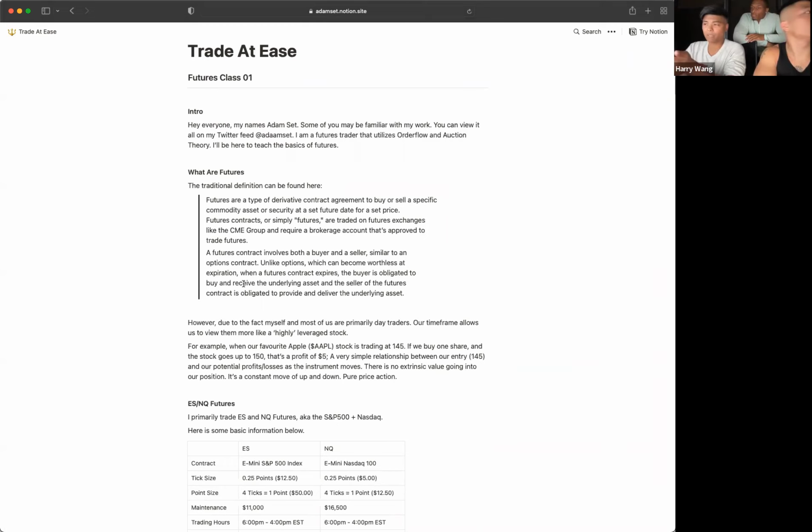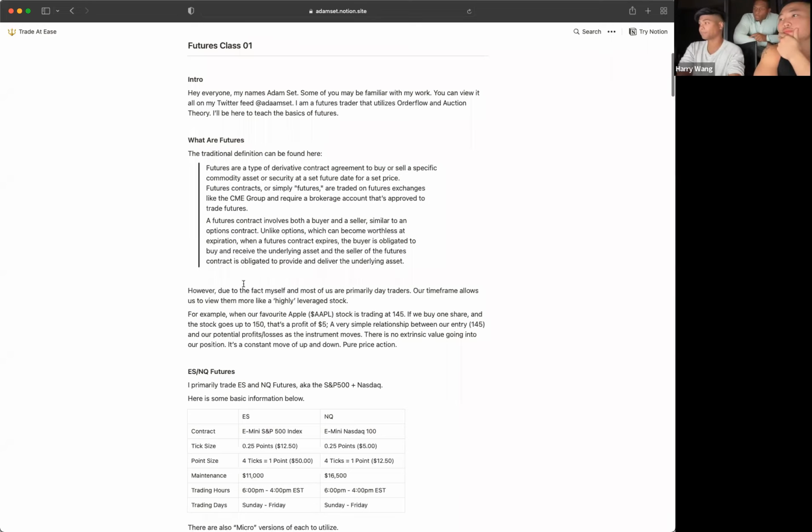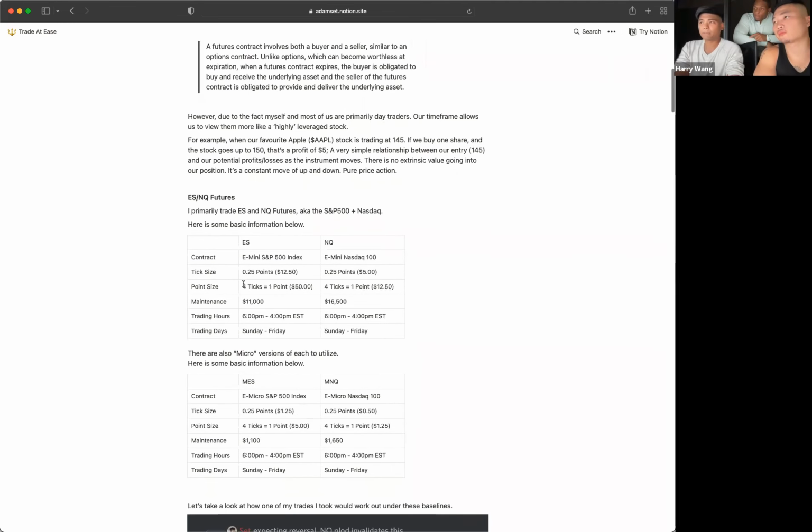So, for example, let's take our favorite Apple stock. Pretend it's trading at 145. If we buy one share and the stock goes up to 150, that's a profit of $5. There's a very simple relationship between our entry, 145, and the potential profits and losses as the instrument moves. There's simply no extrinsic value going into our position. It's a constant move up and down, purely price action. Make sense?